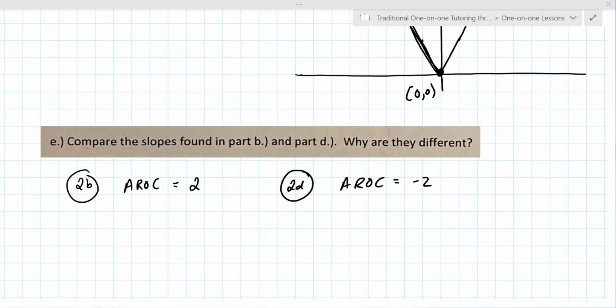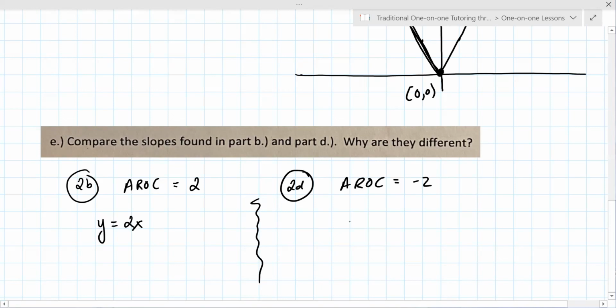So why? Yeah, so now why are they different? They're different because in the first one, it's y equals 2x. In the second one, it's y equals the absolute value of 2x. So these are obviously different, but there's a bit more to it.